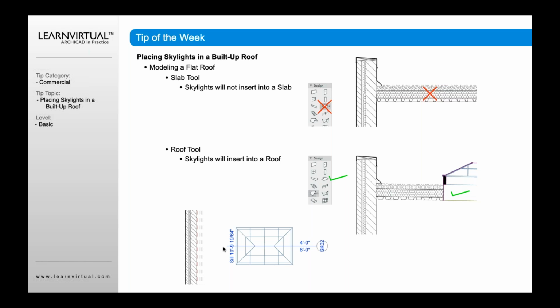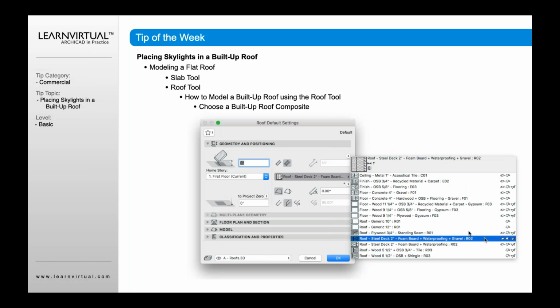So if you want to place a skylight into the slab, it must be created using the roof tool. Okay. And so then I can place that skylight into that roof, and it can have all the various elements. It can be scheduled. It will show when I create a section through it, it'll show the detail, all that information. Again, how you create that roof is by using your roof composite.